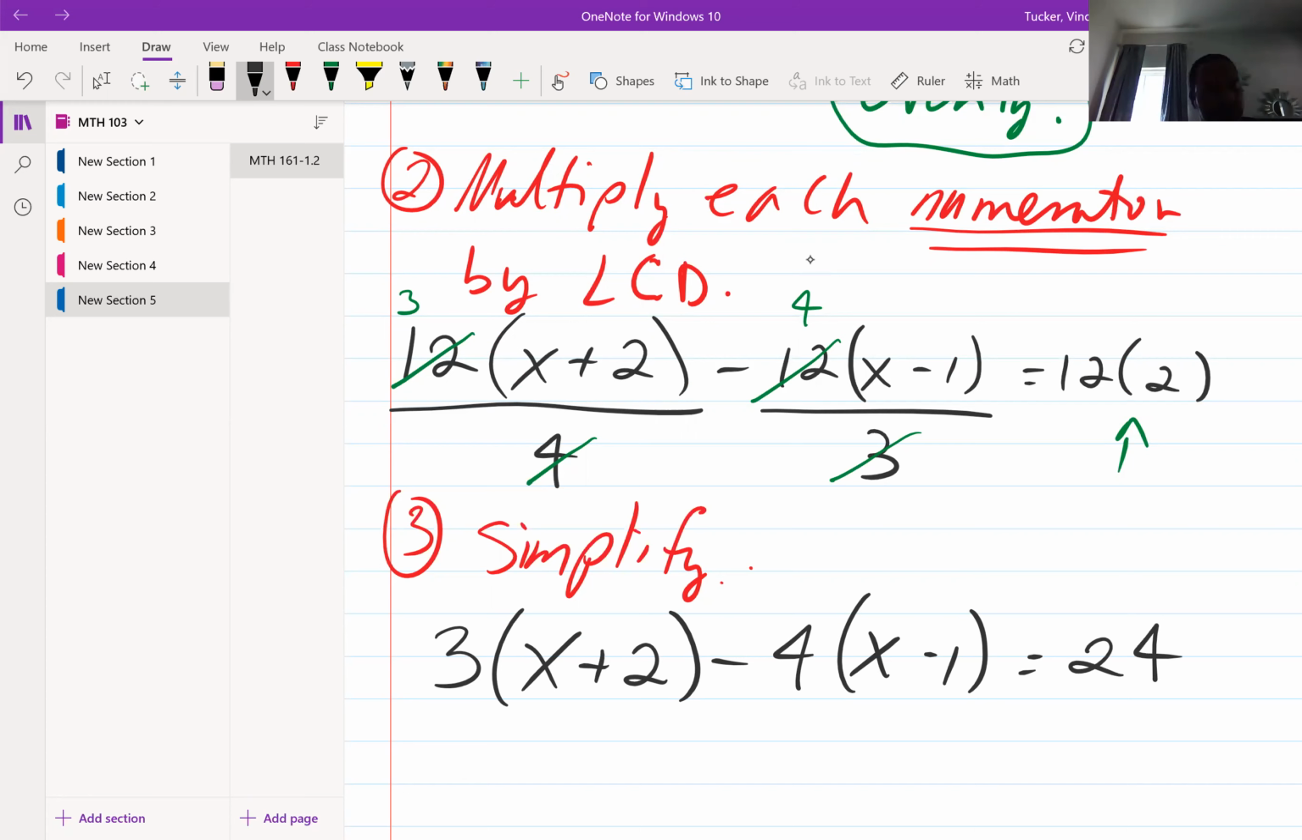So now we have a regular linear equation. And I don't think I mentioned it before, but we'll get there. They are called linear equations because these types of equations create lines when you draw them on a graph. That's why they're called linear equations.